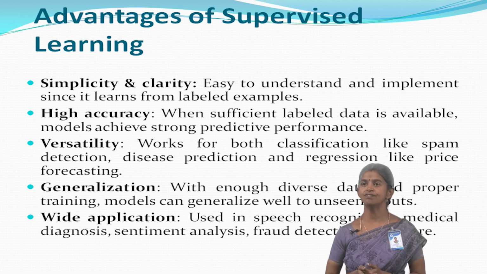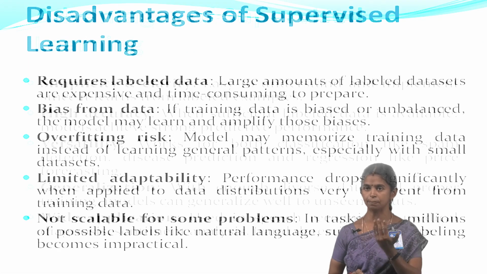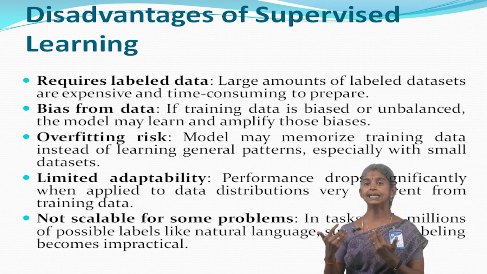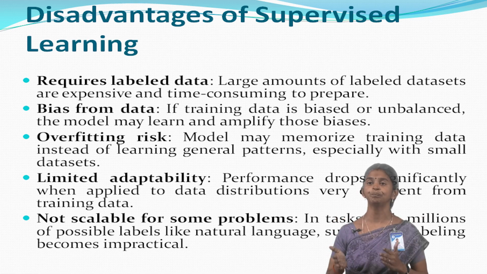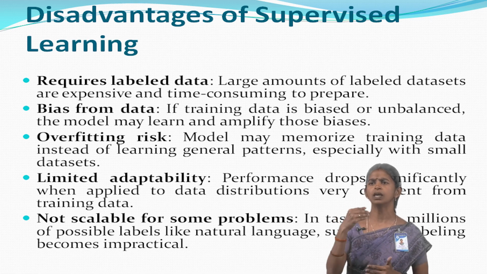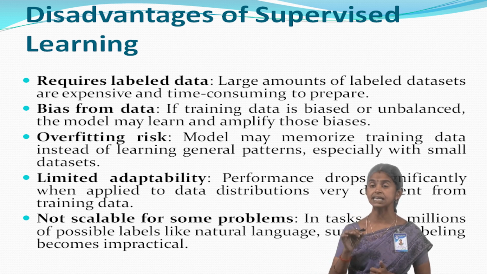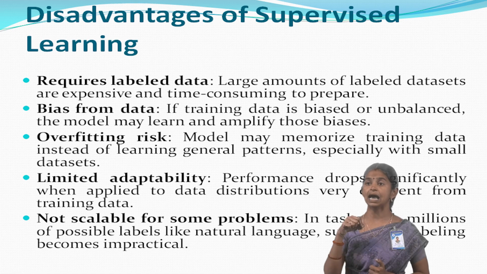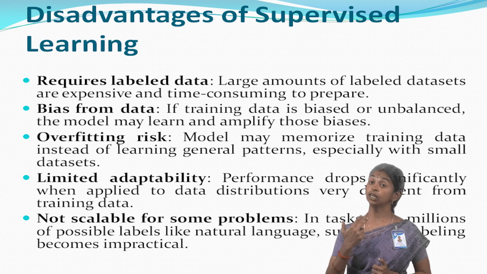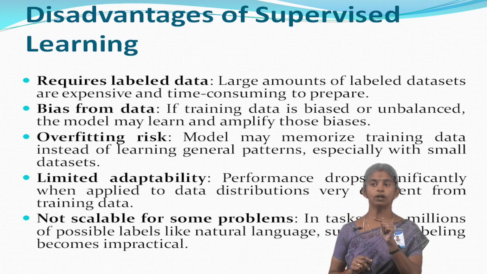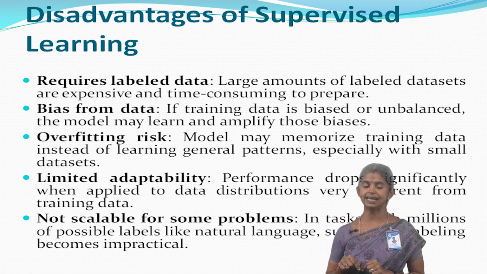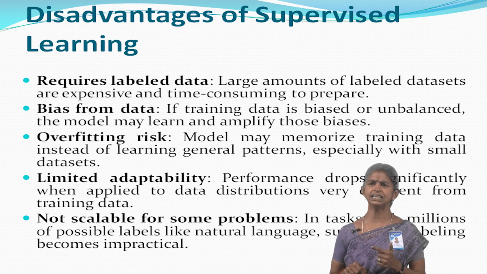What are the disadvantages of supervised learning? It requires labeled data, that is, large amounts of labeled datasets are expensive and time consuming to prepare. Another one is bias from data. If training data is biased or unbalanced, the model may learn and amplify those biases. Another one is overfitting risk. The model may memorize training data instead of learning general patterns, especially with a small dataset.